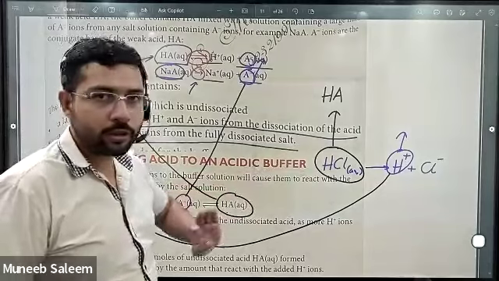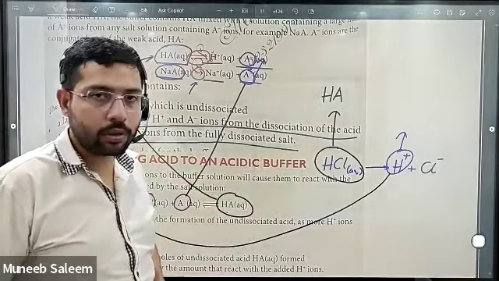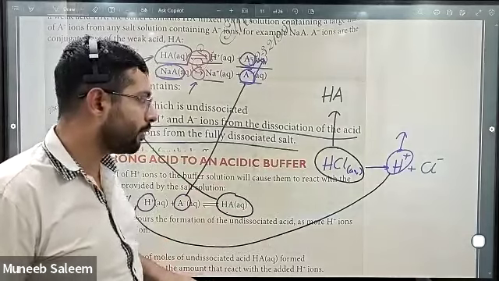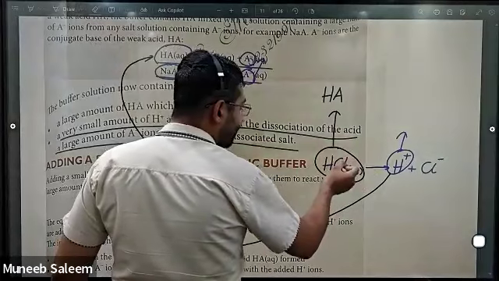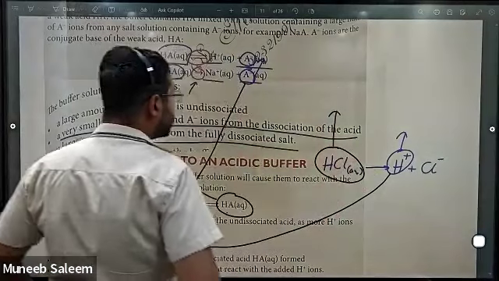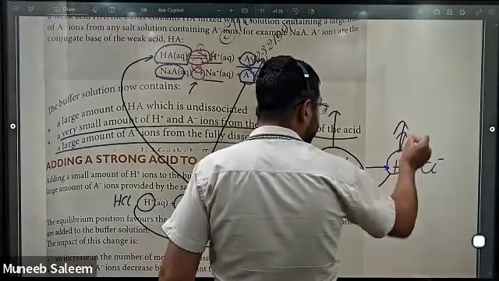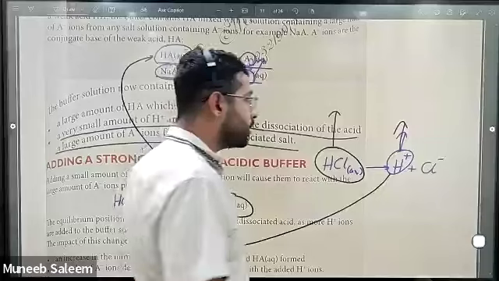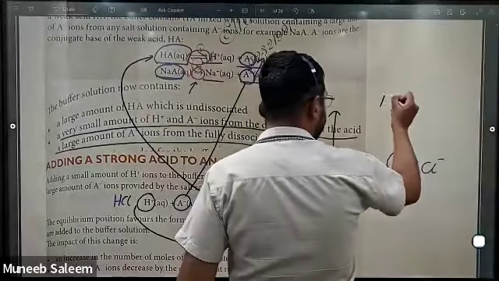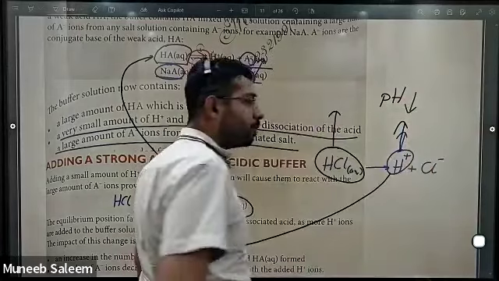Let's suppose there was no buffer solution in any system. Then what would happen? By adding this HCl into the solution, there will be an increasing amount of hydrogen ions, and you are already familiar that when we have more hydrogen ions, the pH of such a system becomes smaller and smaller.